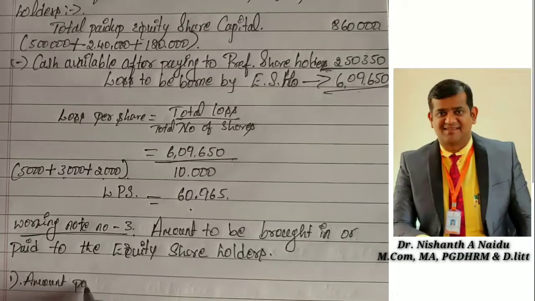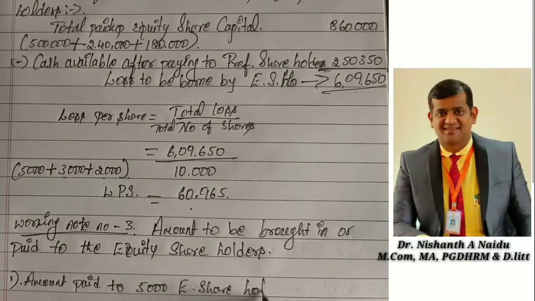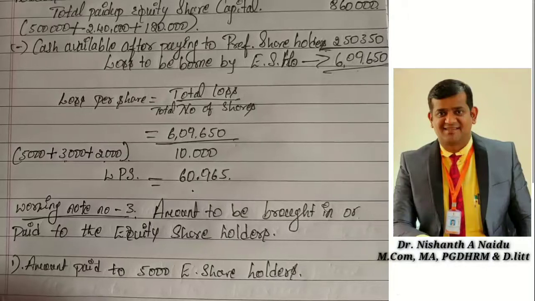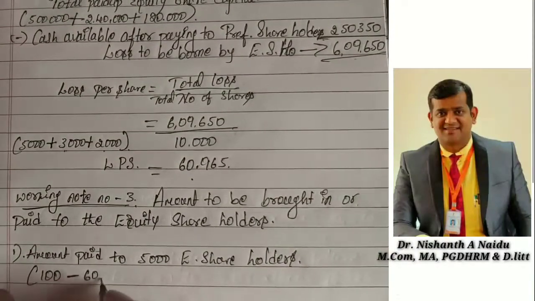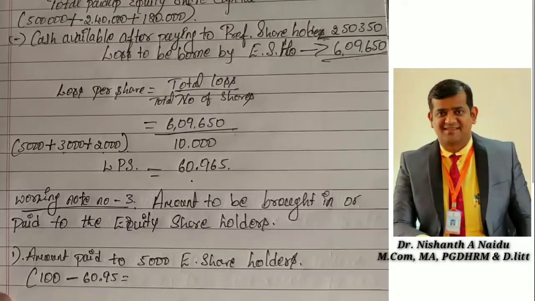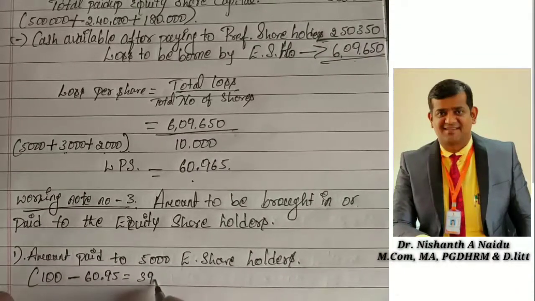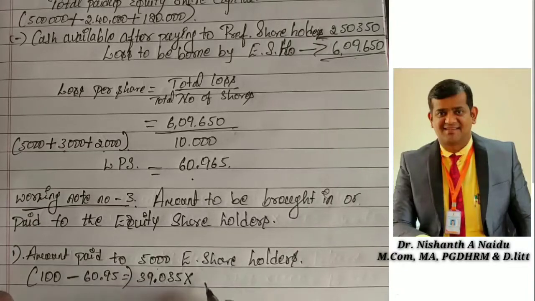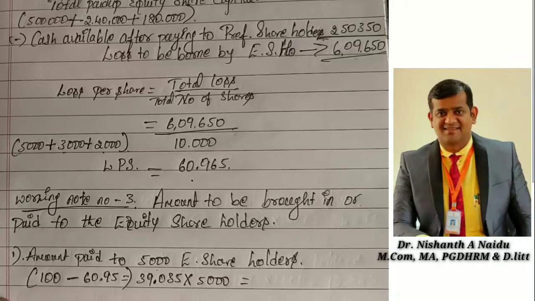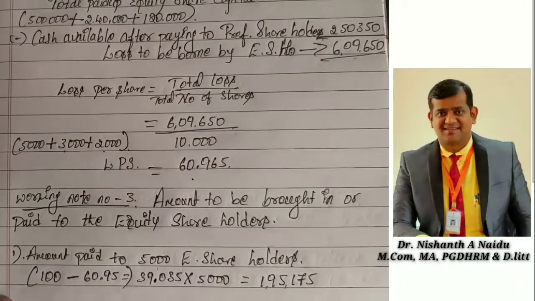So that is why amount paid to 5,000 equity shareholders. Now this 5,000 shareholders, how much have they paid? 100. What is the loss? 60.965. So if you deduct, how much? 39.035. So we have to do 39.035 into number of shares, 5,000. So 39.035 into 5,000, that is 1,95,175. 1,95,175 we are going to pay.